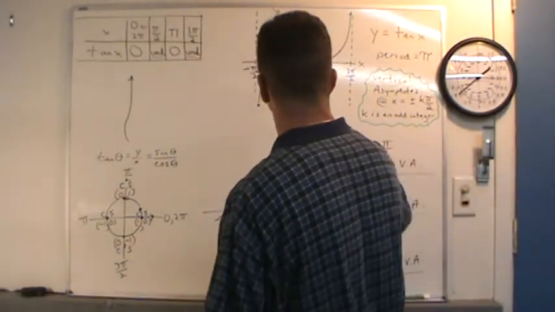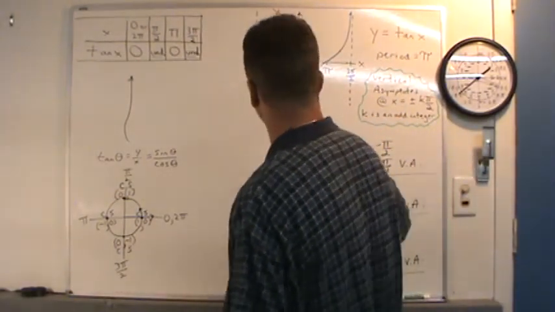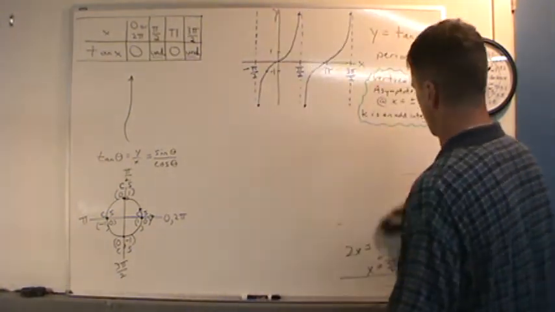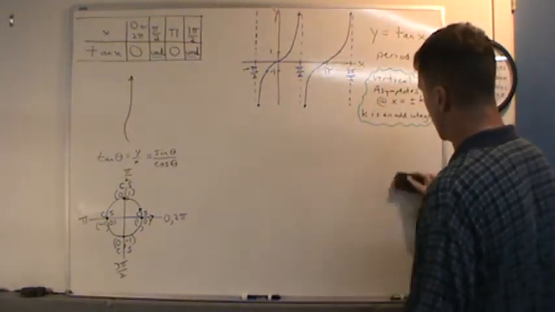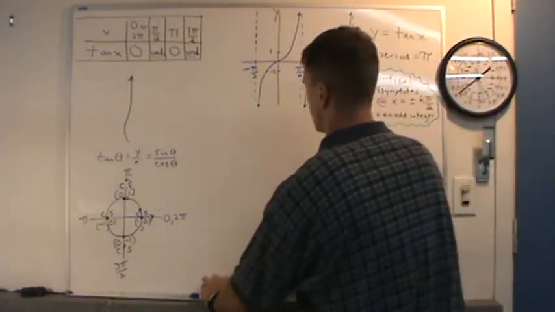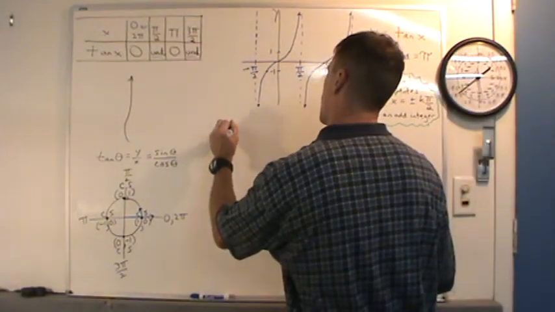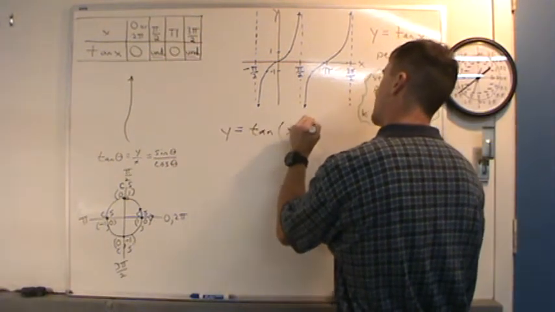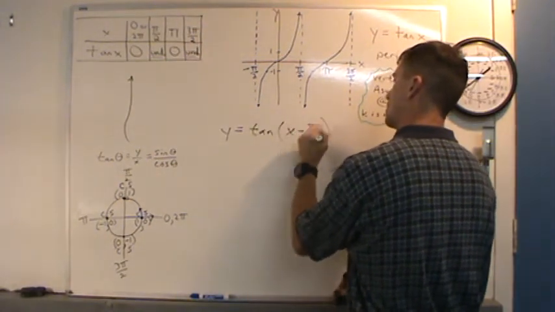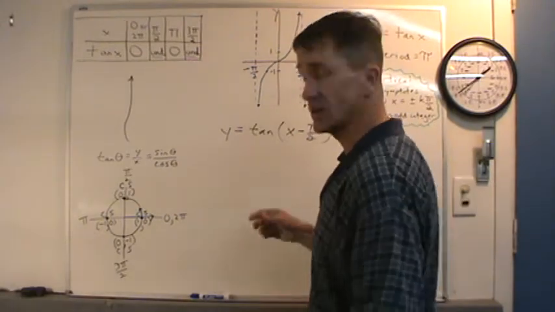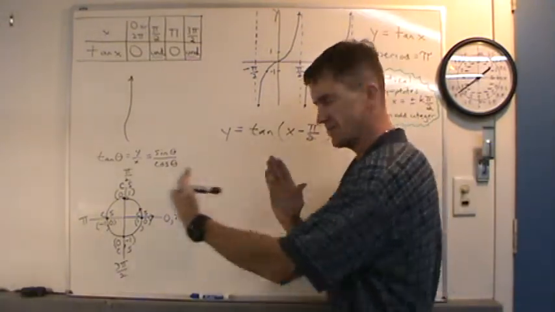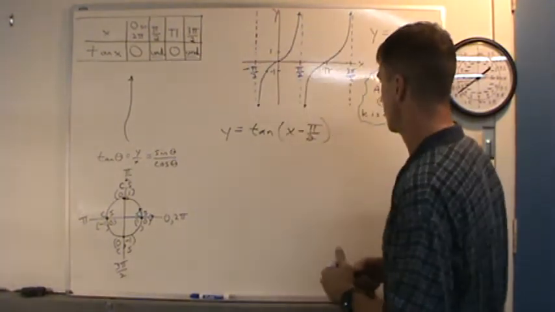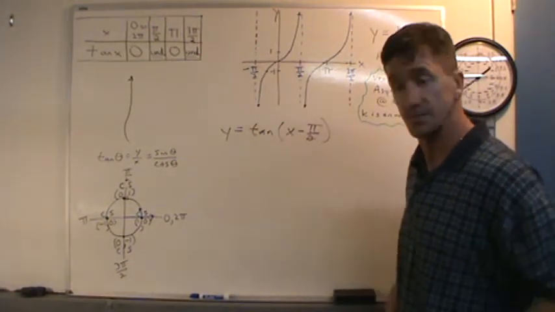Let's sketch y equal to tangent of x minus pi over 2. Alright. Y equals tangent of x minus pi over 2. Now if you recall transformation of functions, this graph is just going to transform or shift horizontally. Okay? Well, the first thing, let's find those vertical asymptotes.